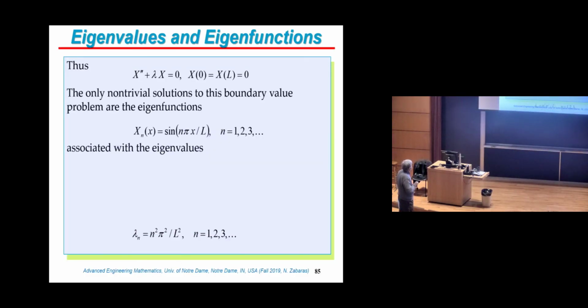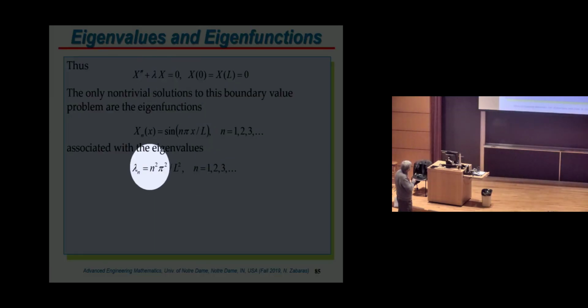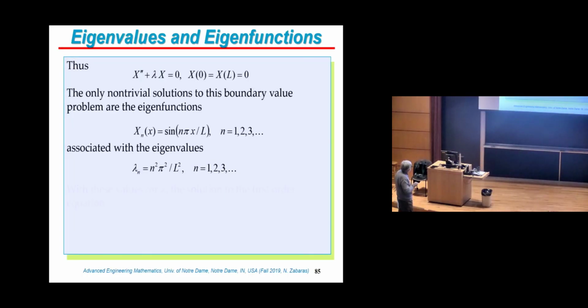So the eigenvalues, the particular lambdas for this problem to have a solution, are n squared pi squared over L squared for n equal 1, 2, 3. Okay? These are the eigenvalues.